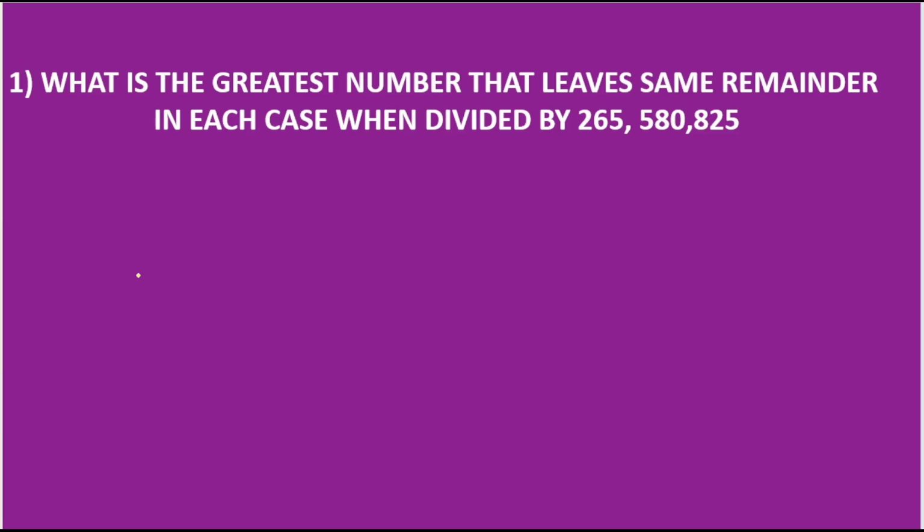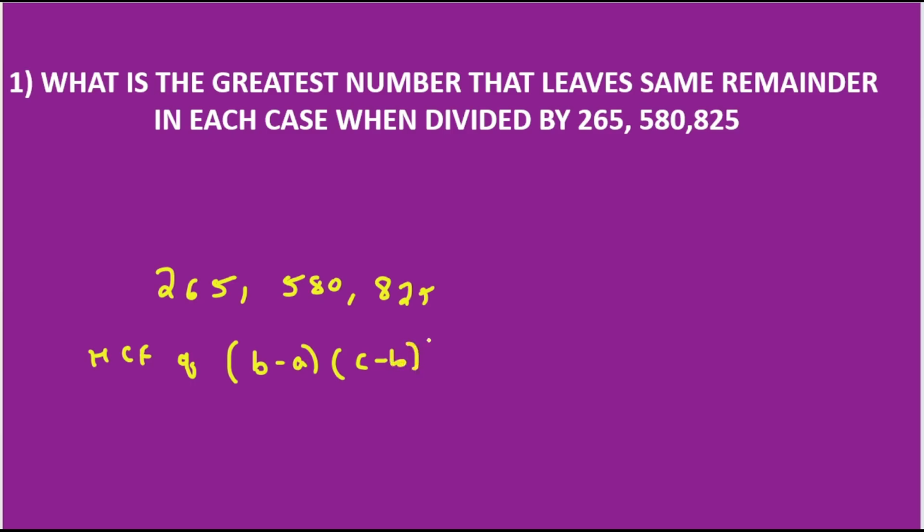Here I am writing the formula to solve this problem. See here. Given three numbers are 265, 580 and 825. HCF of B minus A, C minus B and C minus A. We can take these as A, B and C.